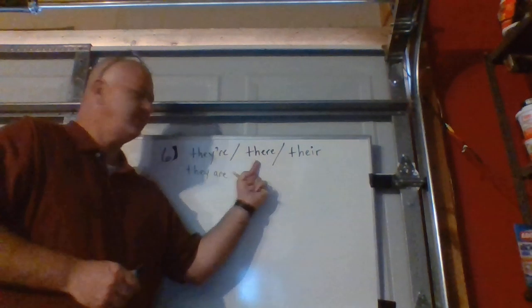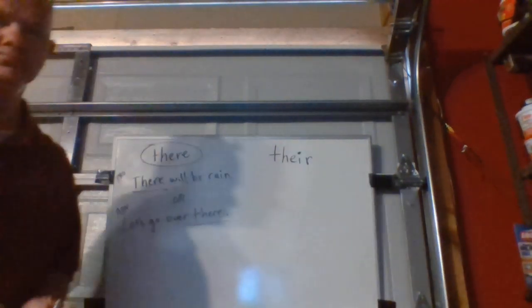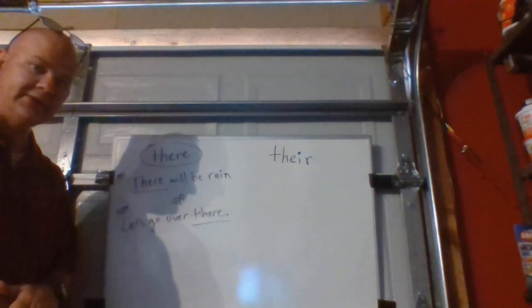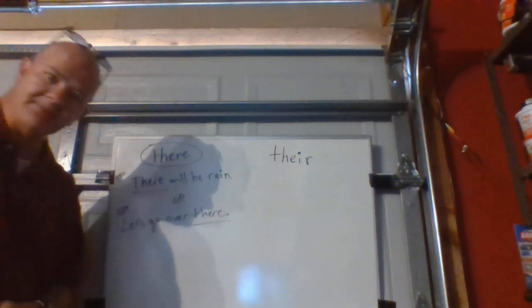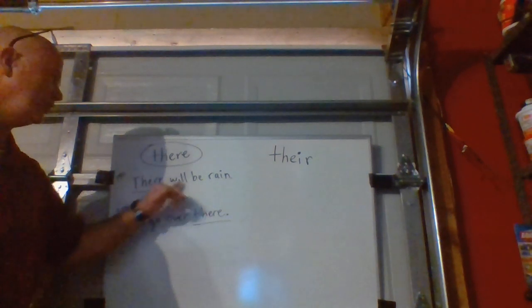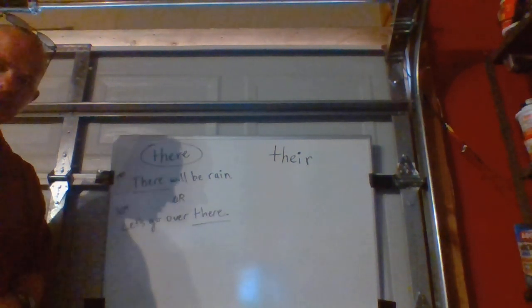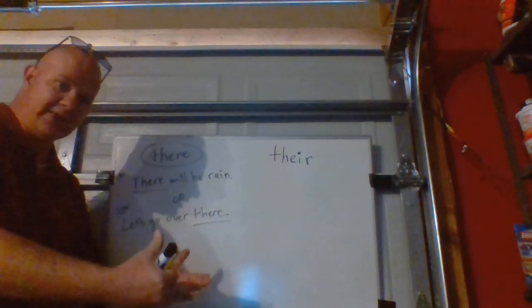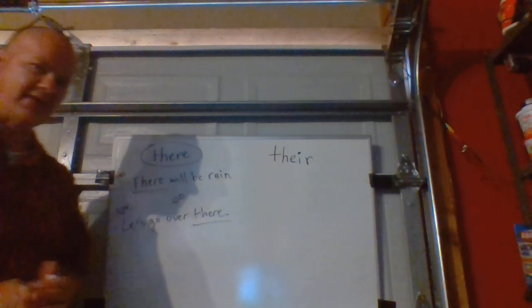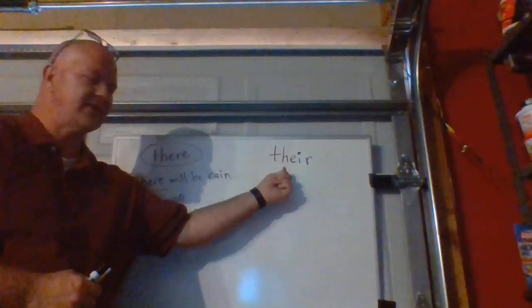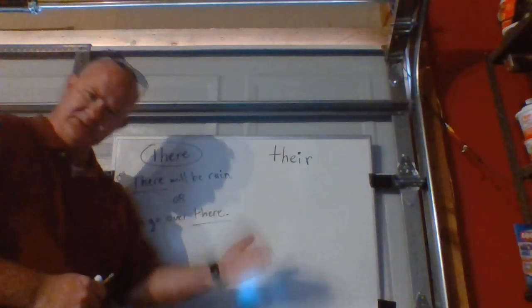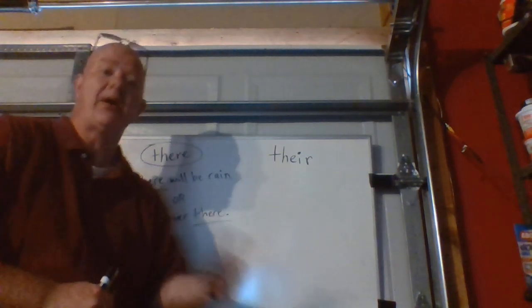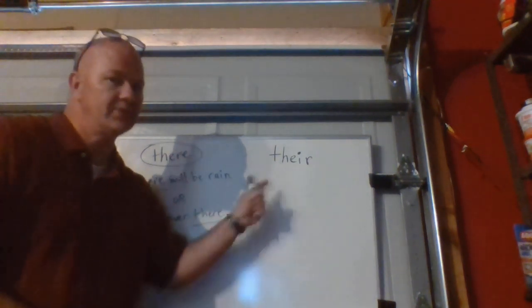Let's take a look at there, T-H-E-R-E. It can be used a couple different ways. For example, you could say there will be rain. In this case, it's being used as a pronoun. Or you could say, let's go over there, to refer to location. In this case, it's being used as an adverb. More important, let's focus on this one here, T-H-E-I-R. This is the one people get confused about the most. If we know this and we're comfortable with this, we know how to use the other ones by default. So let's talk about this one.